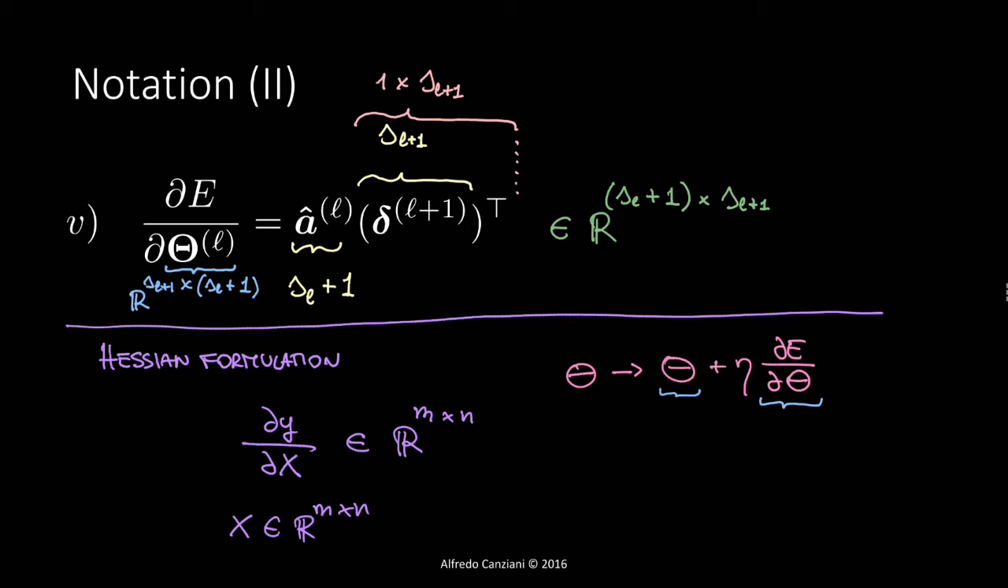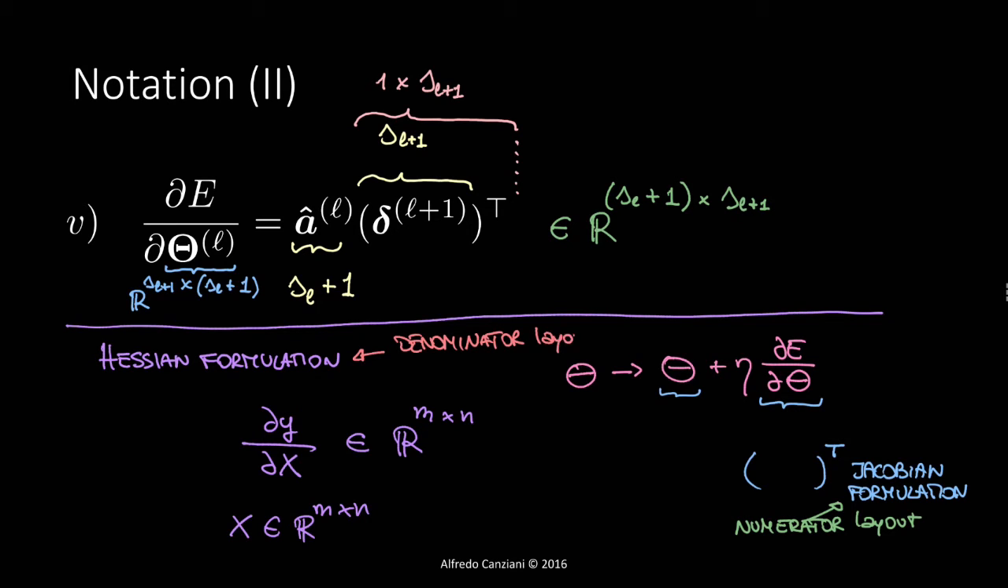In the Jacobian formulation, we should have added a transposition to the second part. But as we said, in Torch, we use the Hessian formulation, where basically all the results of the partial derivatives are basically the transposed of the normal kind of notation. This is also called numerator layout. And this one, the Hessian, is also called denominator layout. You can read more about this on Wikipedia and look for matrix calculus.